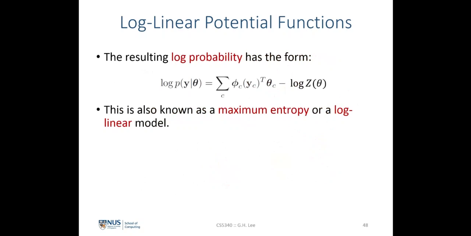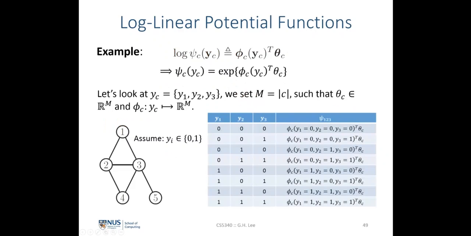So the resulting log probability will now have this particular form over here. Once we take the log of it, this means that we will retain the energy term and subtract the log of the partition function. In this case, this is also known as the maximum entropy or a log linear model.